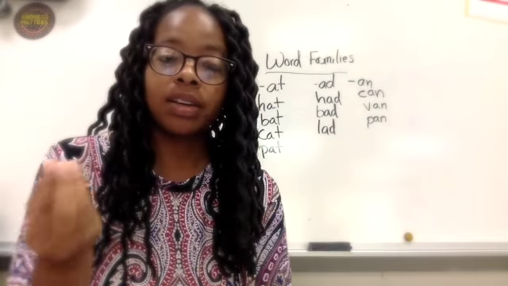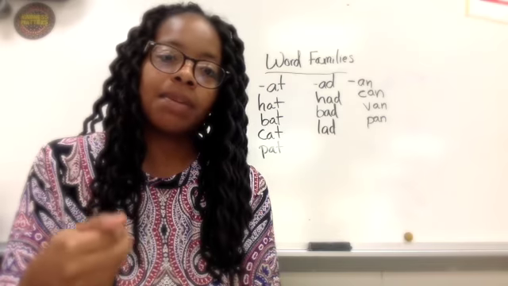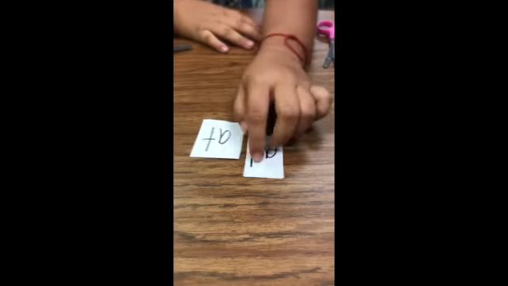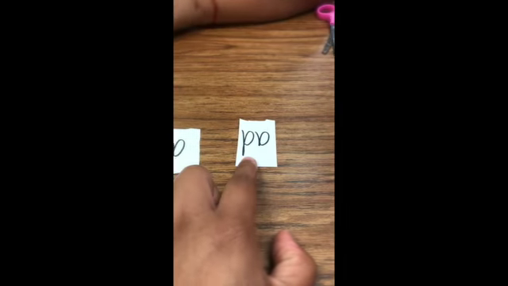And a speed sort is literally that. They're going to read the word or say the picture as quickly as they can and put it in the correct word family. I gave each of you headers. So one header is at, one is add, and one is and.